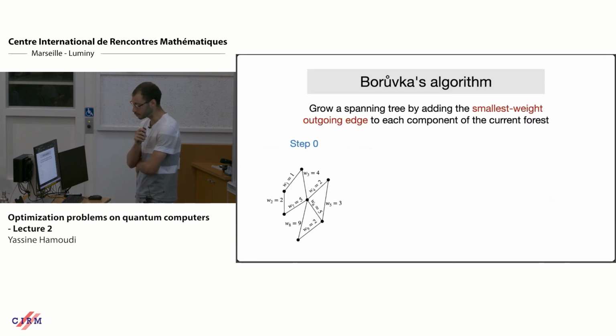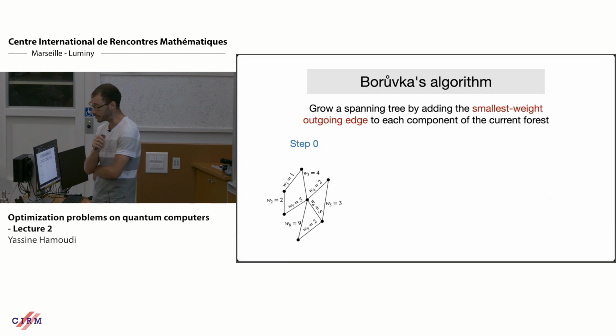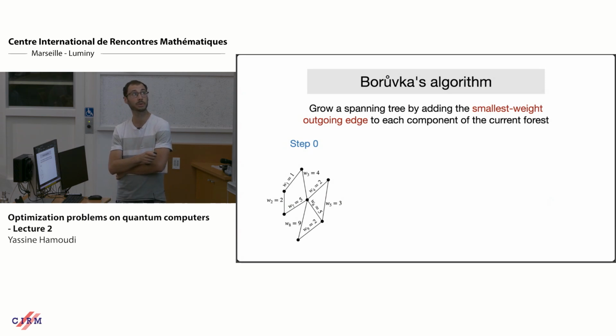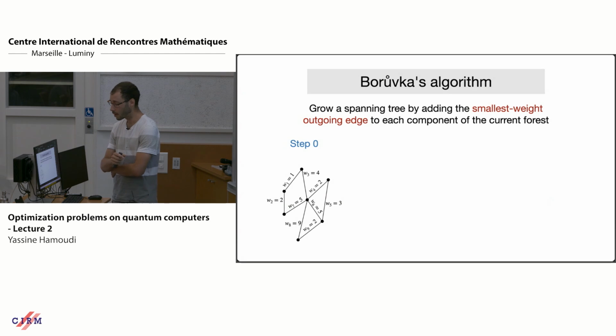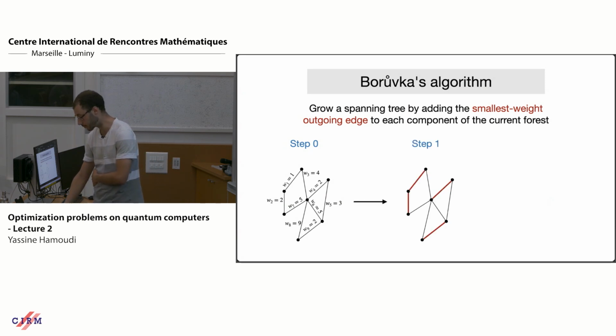So let's describe the quantum algorithm, starting with a classical algorithm which we will speed up by using quantum minimum finding. This is called Borůvka's algorithm. It's an iterative algorithm that will construct the minimum spanning tree by adding edges to the solution one after the other. And it works as follows. Initially you have the original graph with no edge included in the spanning tree. Now what you'll do is, for each vertex, you will include in the spanning tree the edge of minimum weight. This is going to be the first step.